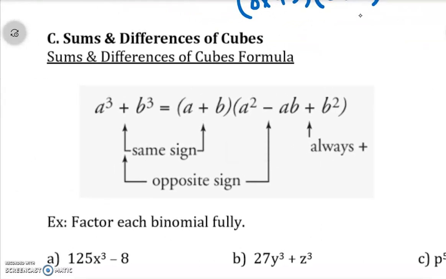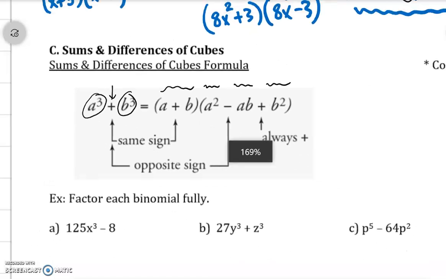So you see one formula here because they really only have one formula, but the signs change. So for example, if I have a perfect cube plus another perfect cube, so this is the sum of two cubes, this will always factor to be a plus b times a squared minus ab plus b squared.